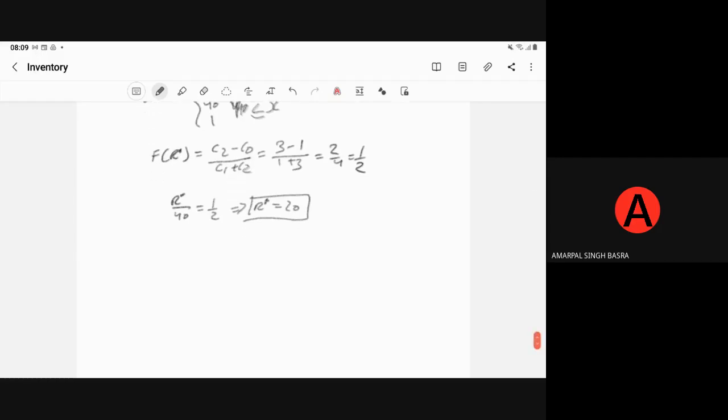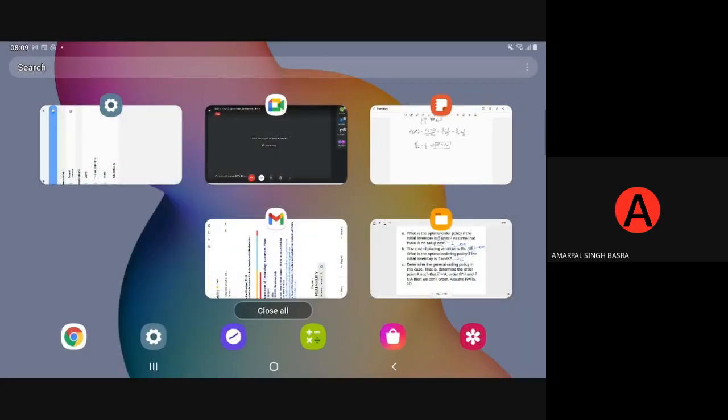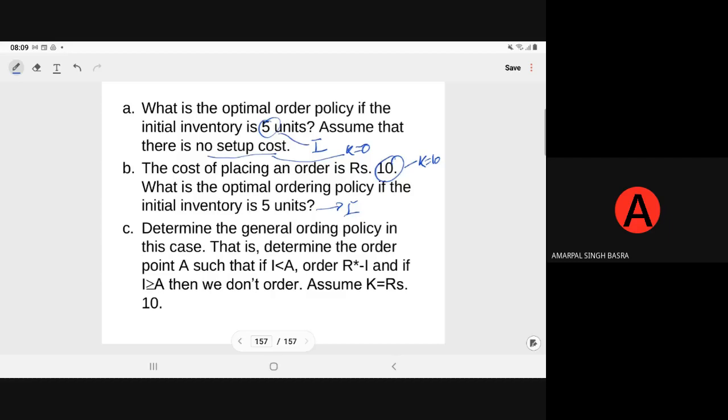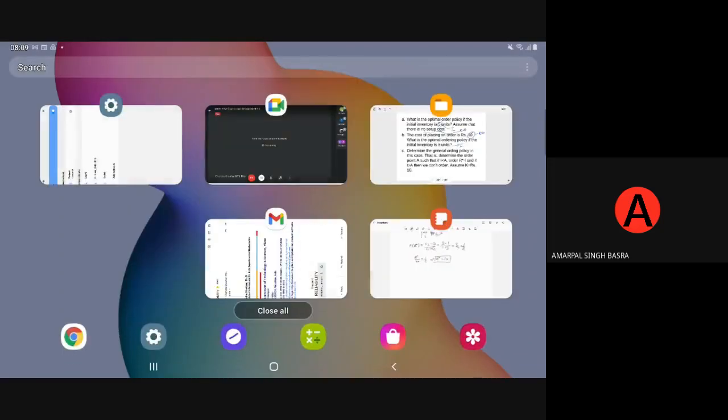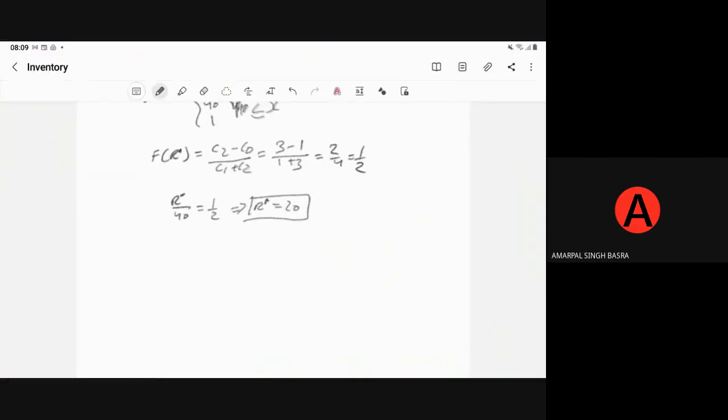Now in the first part we have computed the desired inventory level. Now in part A, what is the optimal order policy if the initial inventory is 5? Assume that there is no setup cost. When there is no setup cost, it means we are not ordering. So when we are not ordering, what will be the optimal cost? They are asking what is the expected total cost when stock is 5.